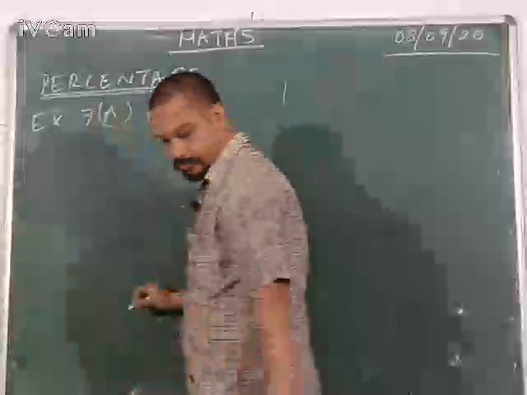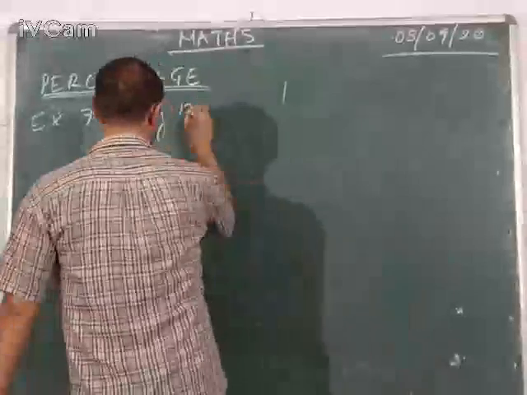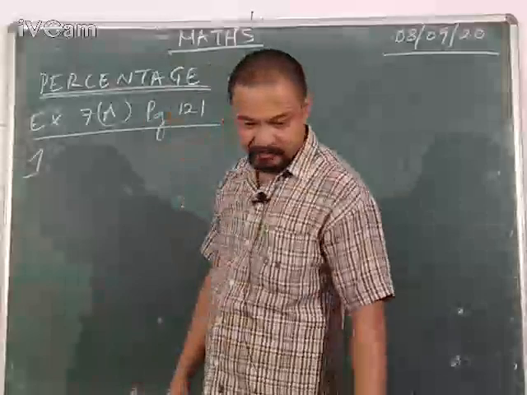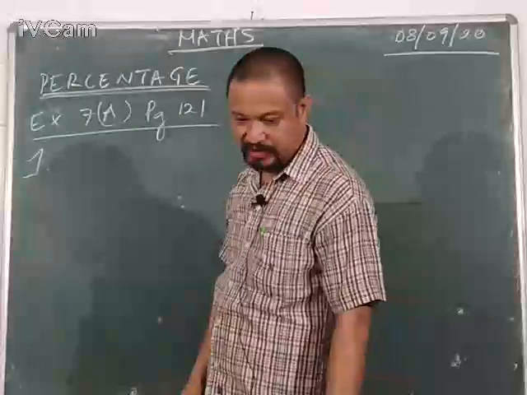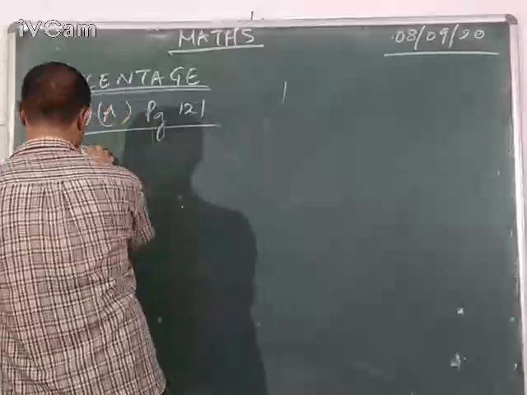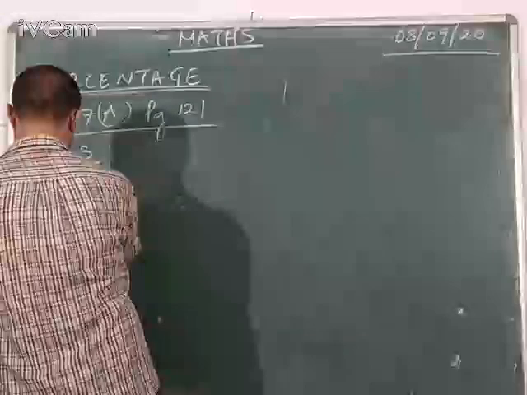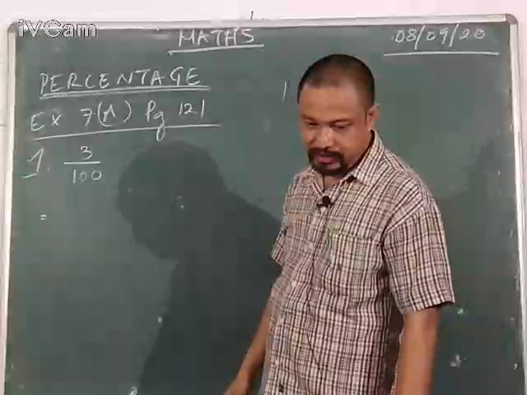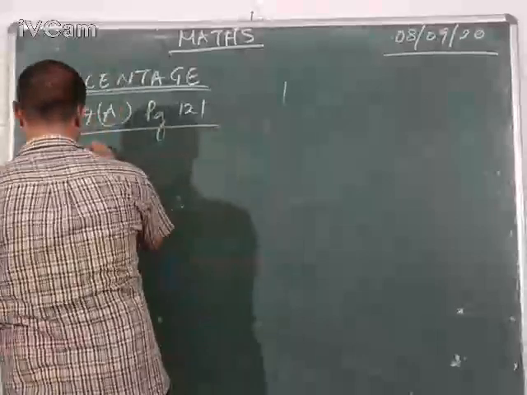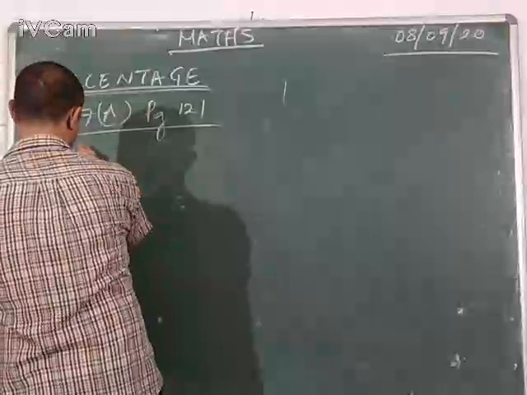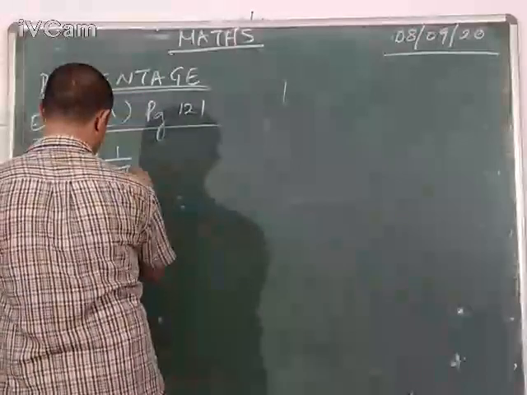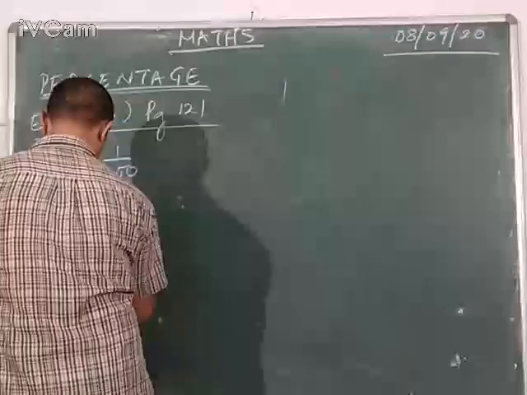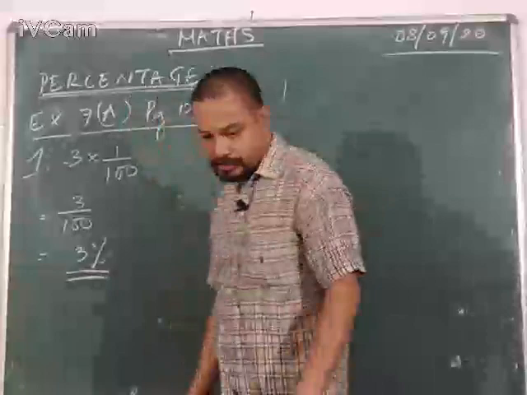I think this is in page number 121. Okay, number 1. Number 1 states that name each of the fraction as percent. I'm not going to write the question because it's there on WhatsApp. I'm just going to do it directly so it becomes easier for you. Okay, so as I told you, the value of percent is 1 by 100. It will be 3 into 1 by 100. So this becomes 3 upon 100, or which is also known as 3%. Okay, so that was number 1.